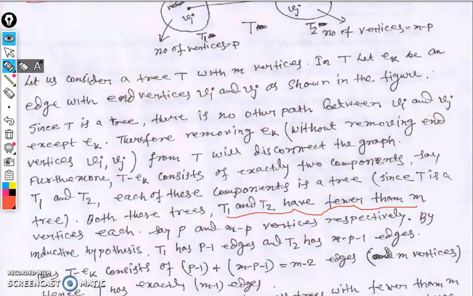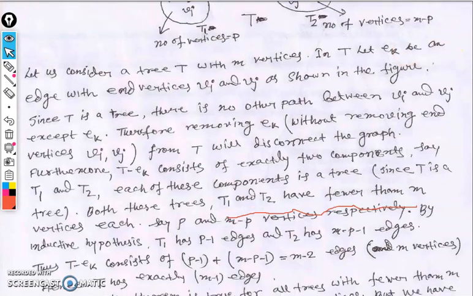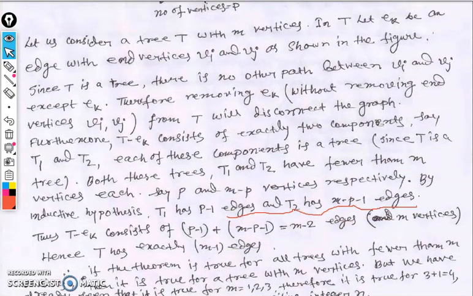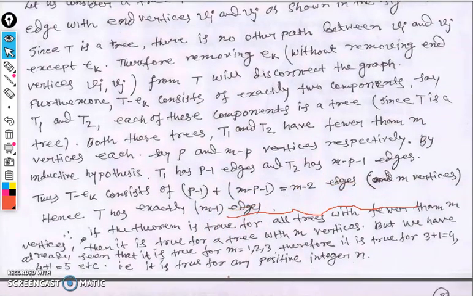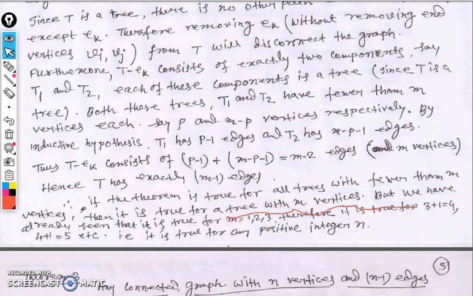So if we add these together, that represents the total number of edges in the first component plus the second component, that is m minus 2, and we just deleted an edge EK. That means the total number of edges should be m minus 2 plus 1, that is m minus 1, which proves that if the graph has m vertices, it has exactly m minus 1 edges.